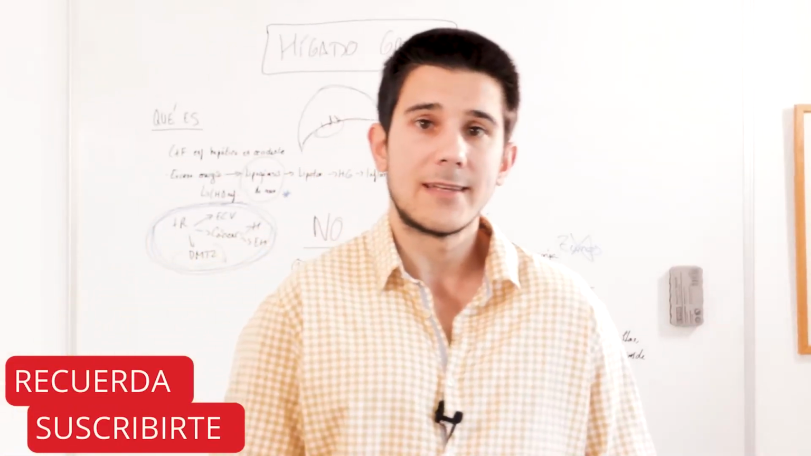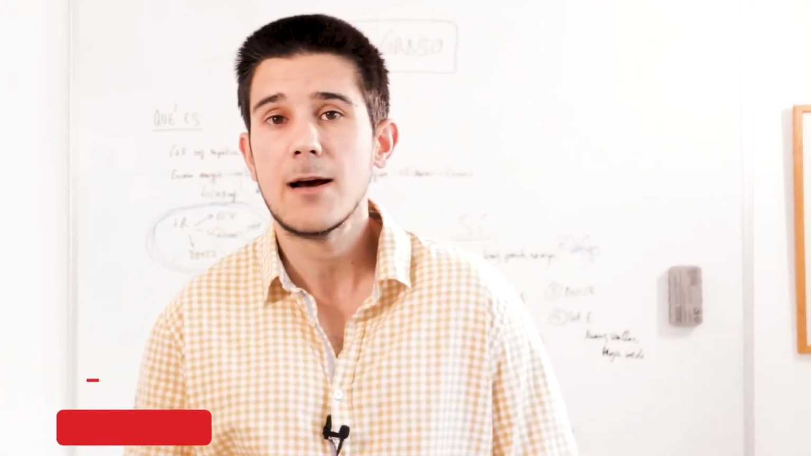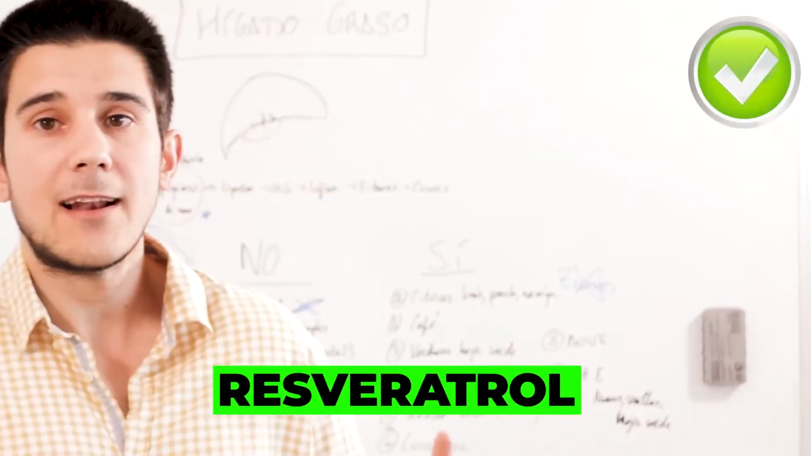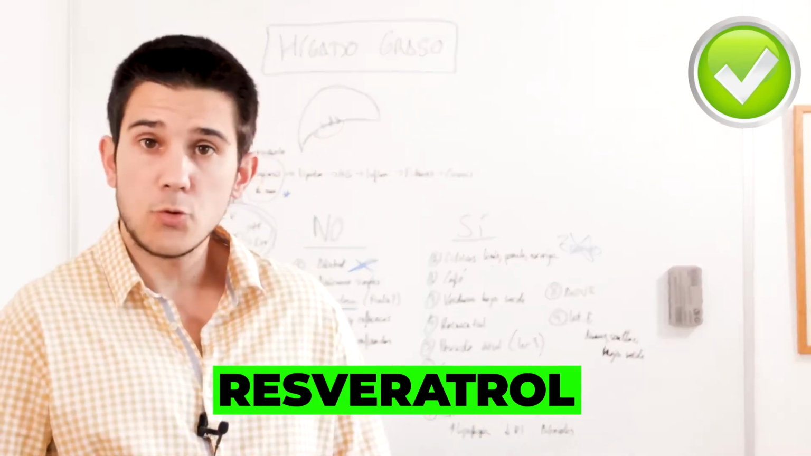The fourth point is a very, very interesting polyphenol, and it is, let's say, one of the newest to be added to the fatty liver therapy. It is resveratrol. We also have to have it on this advantage list of foods that can improve your fatty liver.